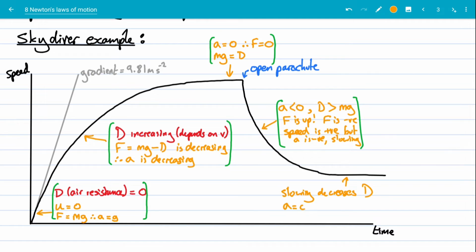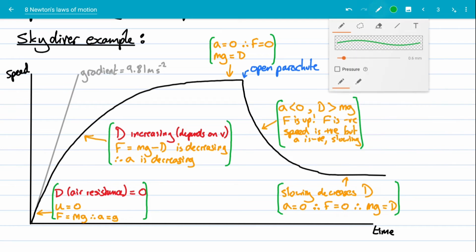The acceleration is equal to 0, therefore the resultant force is equal to 0, and therefore the weight is equal to the drag force. The drag force, when we open the parachute, at that given speed was higher than the weight, which is why we slowed down. But we only slowed down to the point where the drag force became equal to the weight again. And then once the drag force is equal to the weight again, we've reached our new terminal speed. And then, of course, we hit the ground. So that's the classic skydiver example, breaking it down to all those sections.